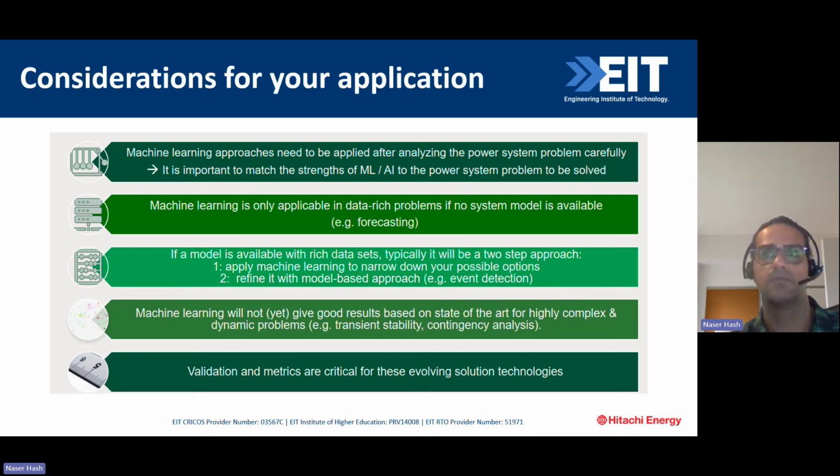So the machine learning approach needs to be applied after analyzing the power system problems. For example, if you want to use machine learning on the power system analysis side, or for the lower level, which is the asset level, that would be a completely different algorithm. Because the outcome that we need for the power system is more on the frequency variation, the voltage variation, and also on the power demands.